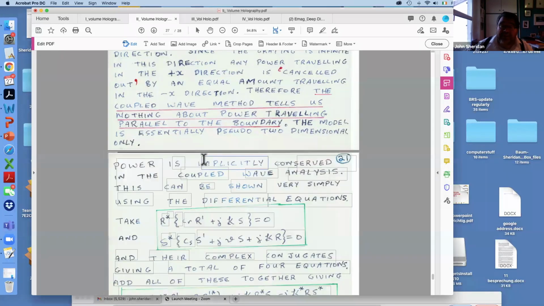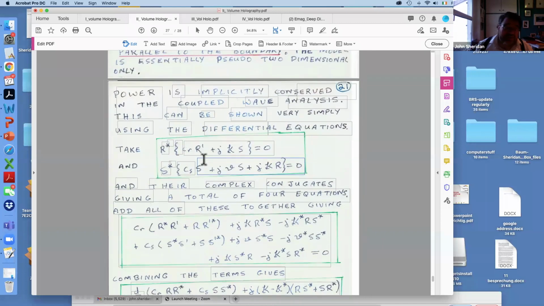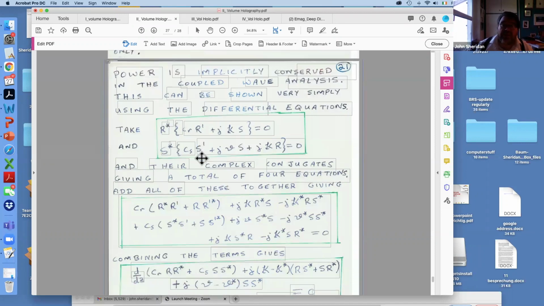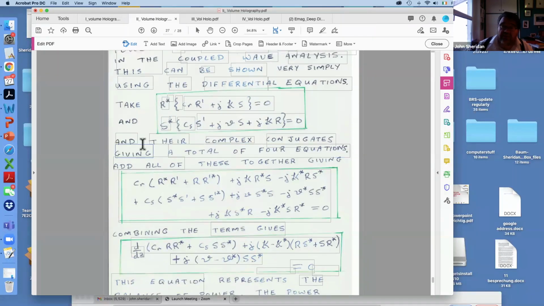Power is implicitly conserved. Okay, it's built into the differential equations that govern this and our assumptions that power is conserved in the coupled wave analysis. And we can show this very simply. We take the actual equations we've got, the differential equations, and we take their complex conjugates. So we take this, which is equal to 0, and we multiply this by R complex conjugate. And this is our second equation, and we multiply that by S complex conjugate. So we've just done that.